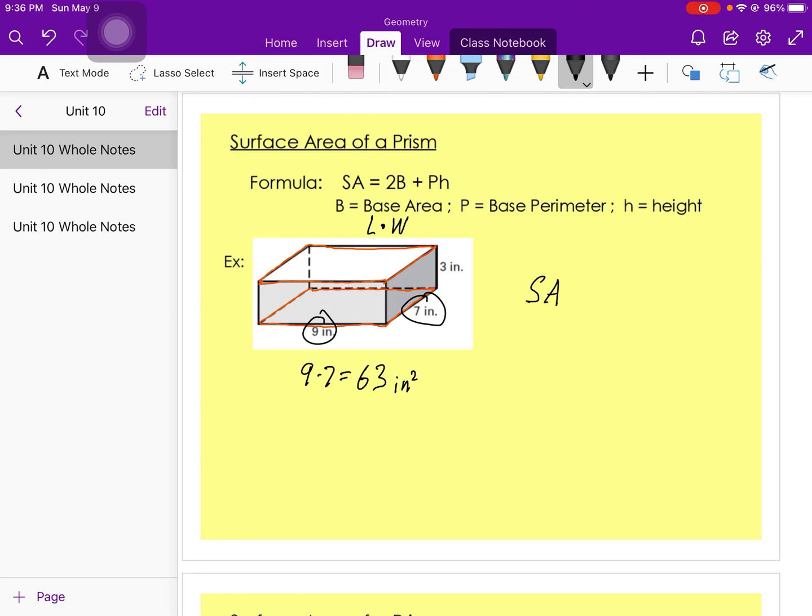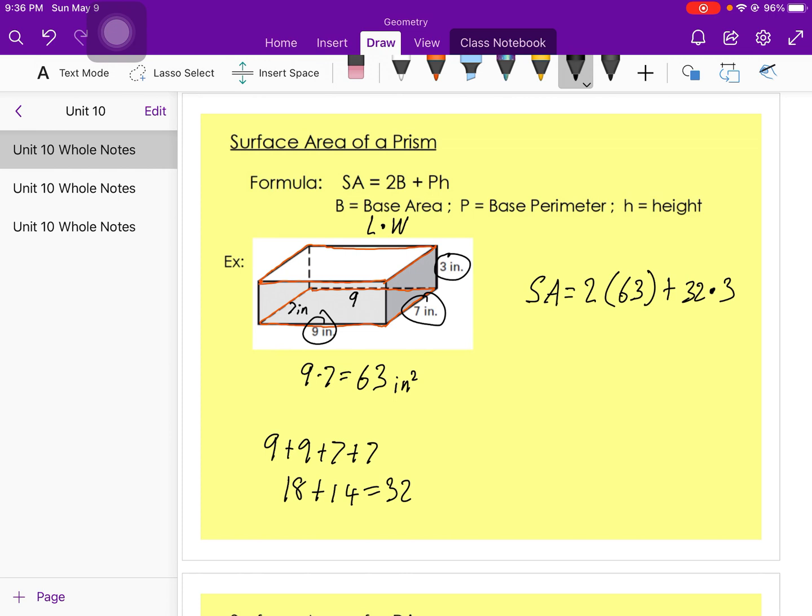So surface area is going to be 2 times 63 plus, we don't know the perimeter yet, but we do know the height. The height is 3 inches. So we just need to figure out the perimeter of one of the bases and we're good to go. Now remember, in a rectangle, opposite sides are congruent. So this side over here would be 9 and this side over here would be 7. So it's going to be 9 plus 9 plus 7 plus 7. 18 plus 14 is 32. So the perimeter of one of the bases is 32.